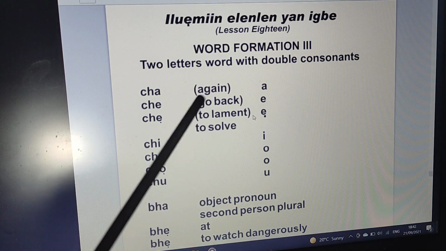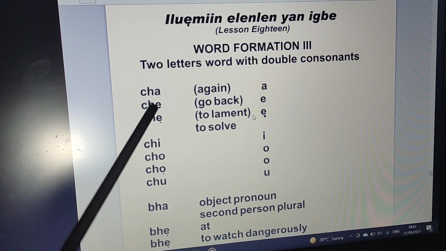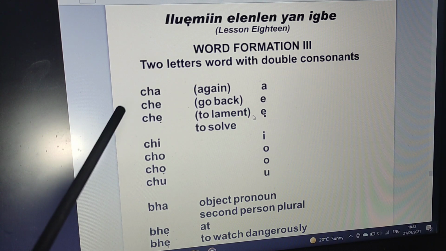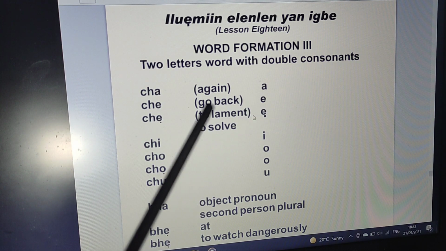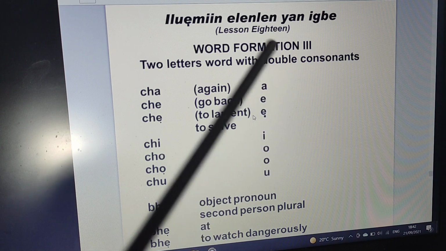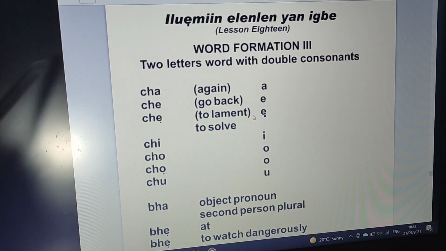So I'm just going to quickly go through these first 3 examples again. Cha is again. Che is to go back. Cheer is to lament. I hope that's helpful.